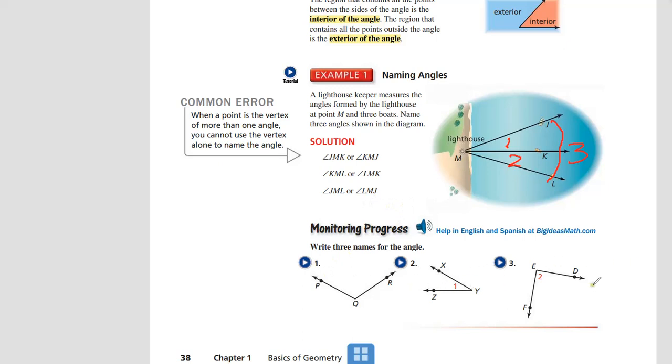Notice this one and this one you'd have 4 names for because they also have the number in there. Here there'd only be 3. PQR or RQP or Q.